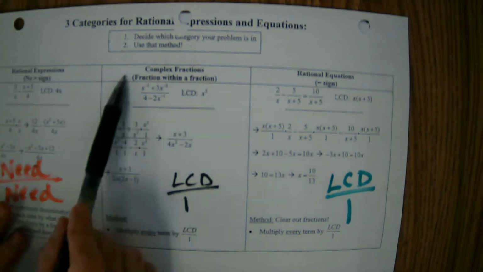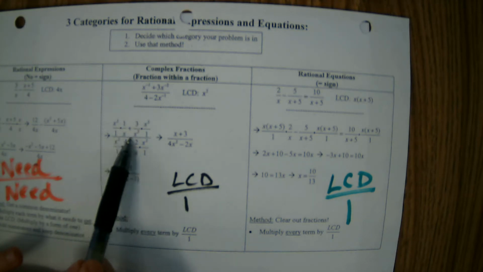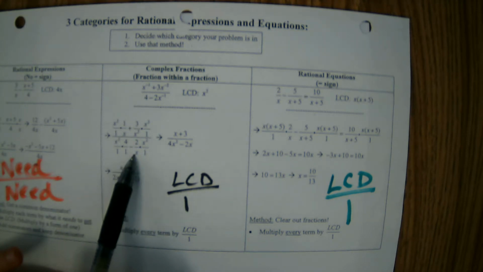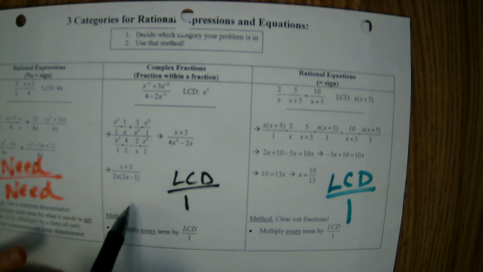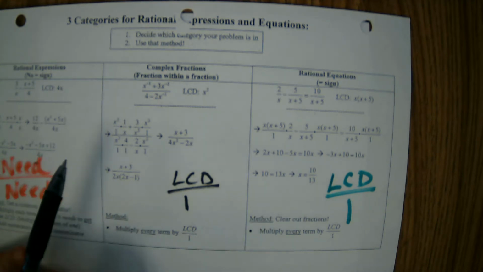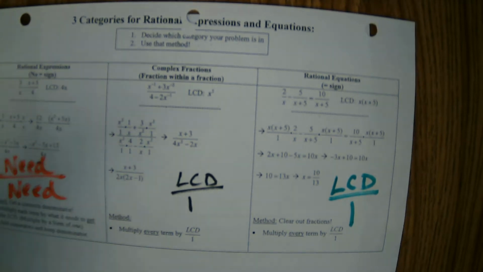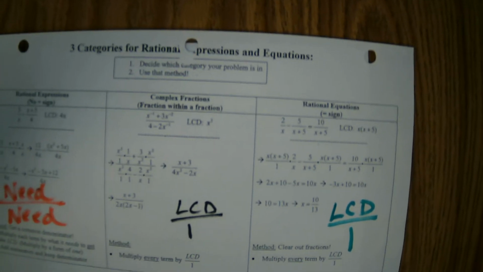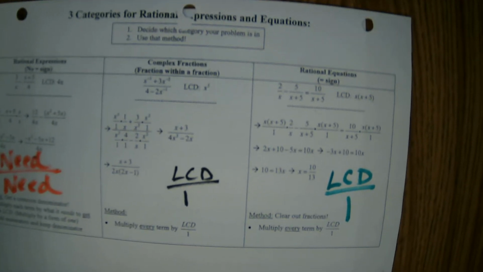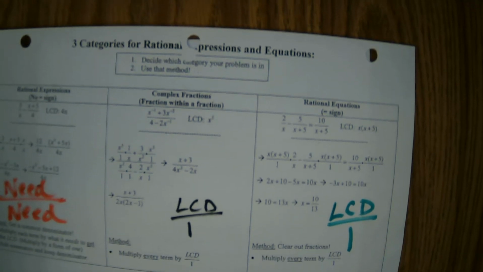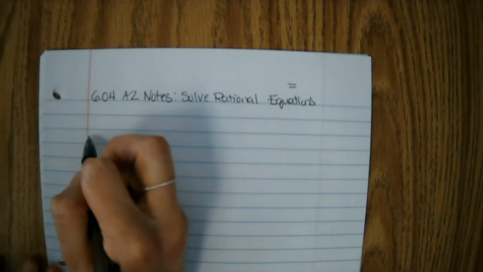Then we talked about complex fractions, which are fractions inside of a fraction. In that case, you would rewrite everything as a fraction and then multiply through by your LCD over 1 to clear out your fractions. And that's the same idea that we're going to do today. And then we also talked about multiplication and division with fractions, and that's when you would factor and cancel. It's a little blurry.